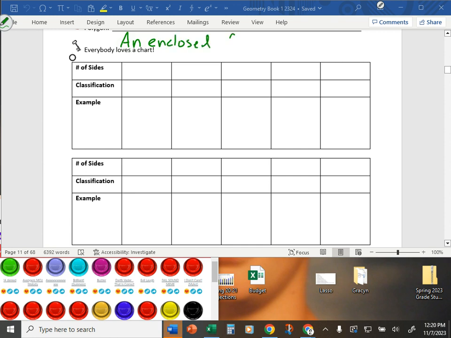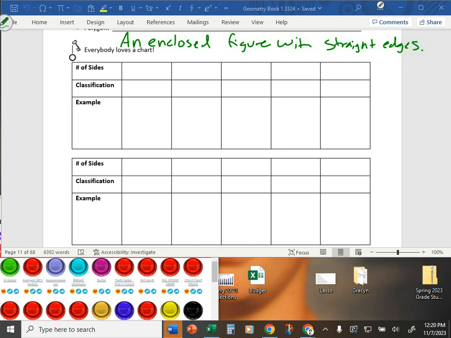An enclosed figure. If I want to fit the chart on here plus my button bar, I have to move it down a little bit, but you can put it on the line. An enclosed figure with straight edges. Okay, so is a circle a polygon? No, it is not. It's enclosed, but it doesn't have straight edges.